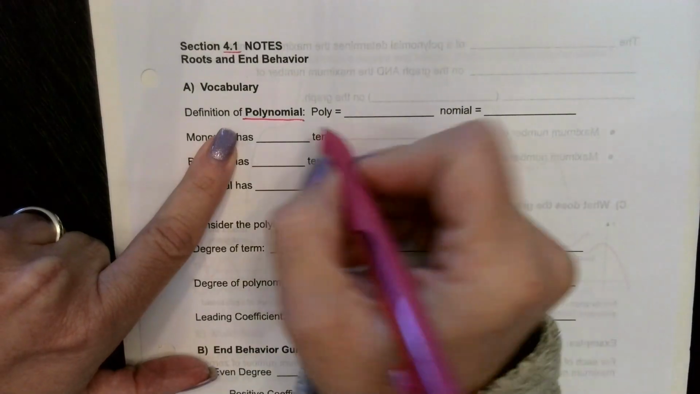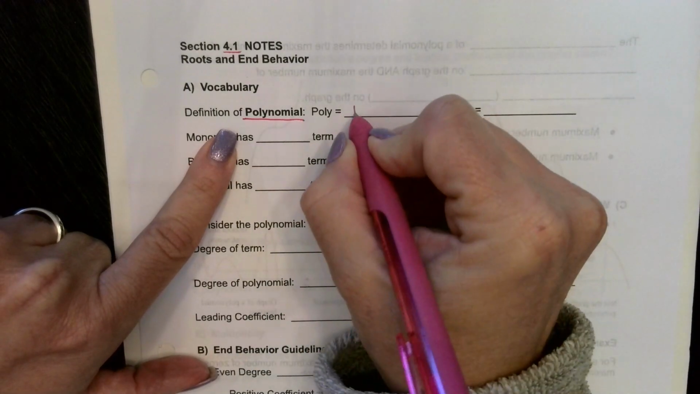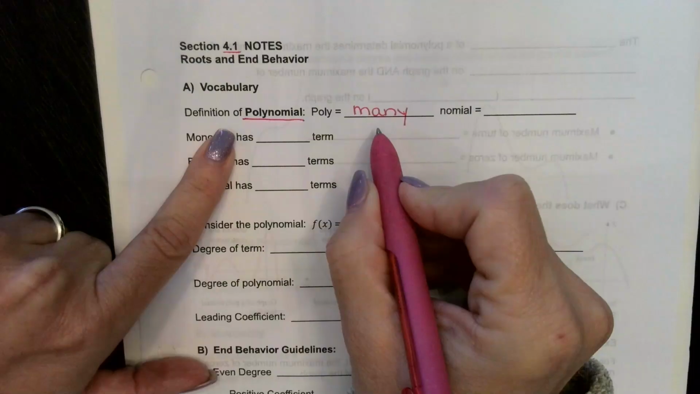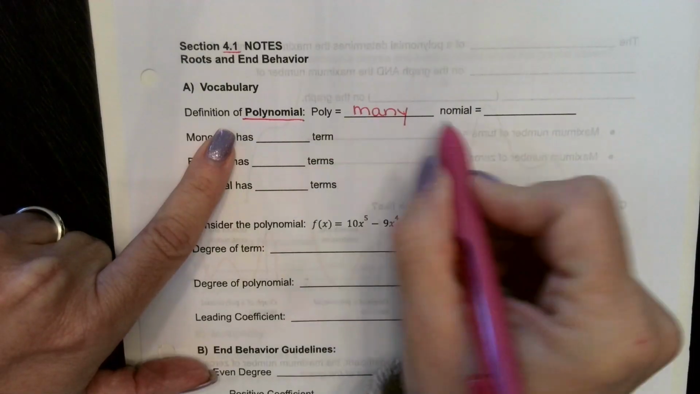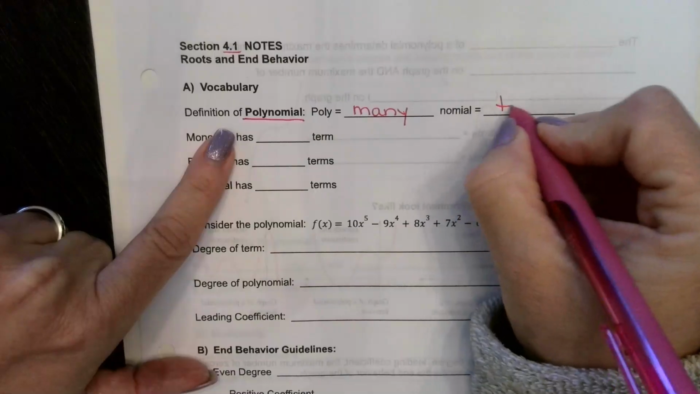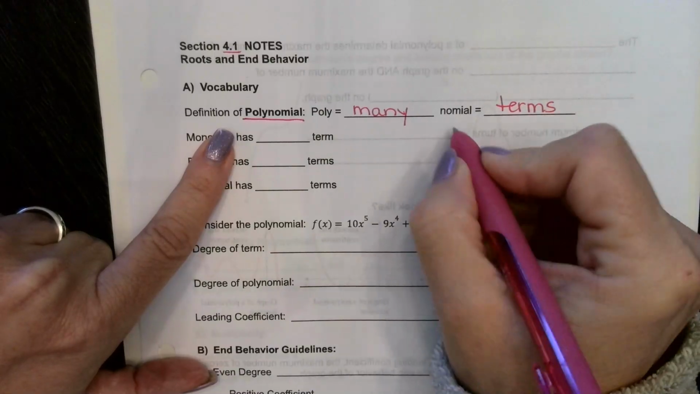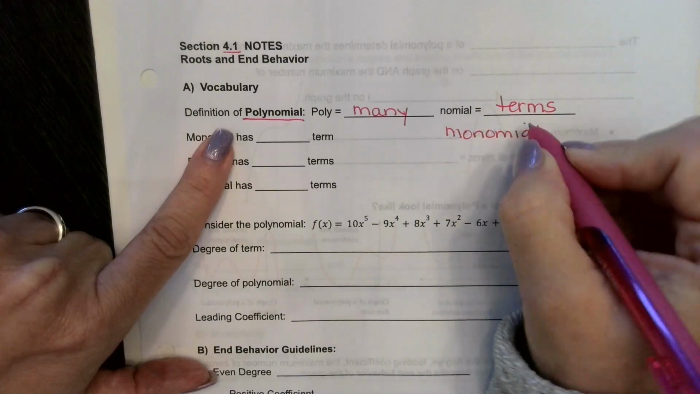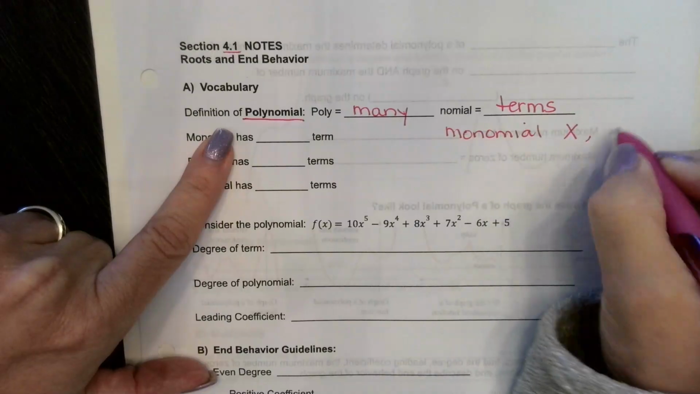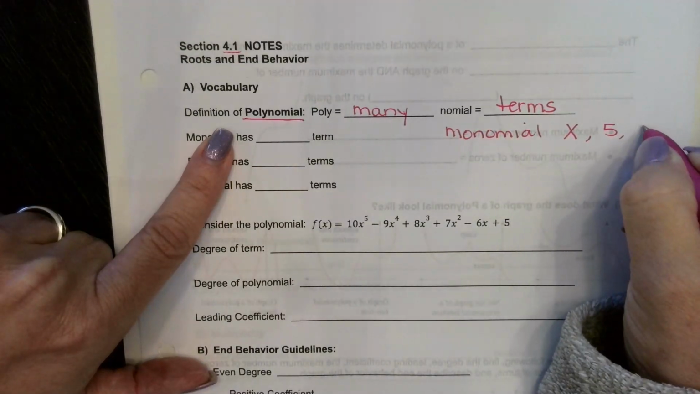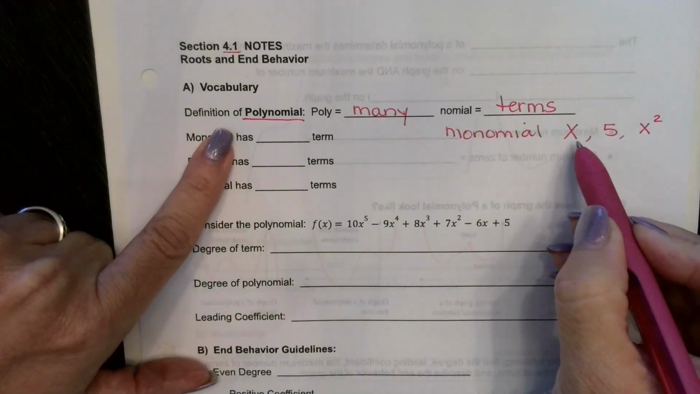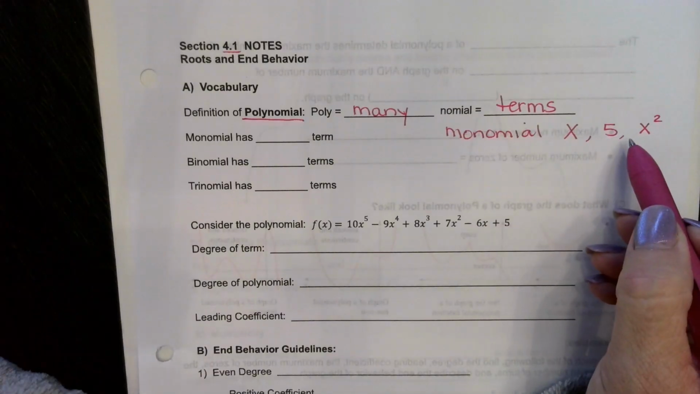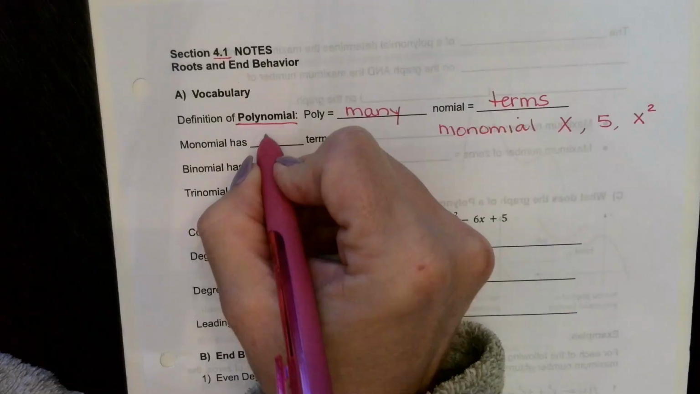So what you need to know is the root term poly means many. And you've studied this in your Bible classes when you talk about polytheism. Well, this is just polynomials, so many terms. If we have a monomial, this just means we have one term. So one term would be something like x, or it could be 5, or it could even be x squared, right? So all of these would be one term if they were not all added together or subtracted together, okay? So a monomial would have one term.